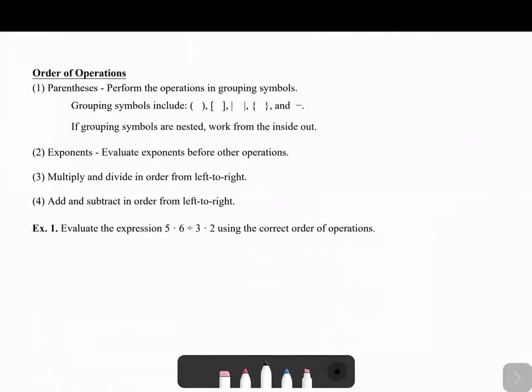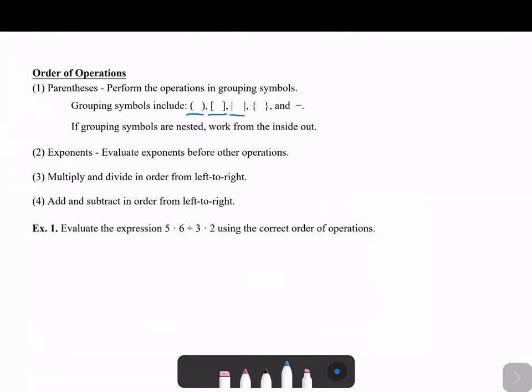Okay, so the first thing we do is the parentheses, and so we perform the operations in grouping symbols. We're going to expand on this, right? It's not just parentheses. These aren't the only grouping symbols that we see. We see a lot more than this. We see parentheses, we see brackets. A lot of times people use brackets if we're supposed to have parentheses around parentheses. Oftentimes people will use brackets just to distinguish them.